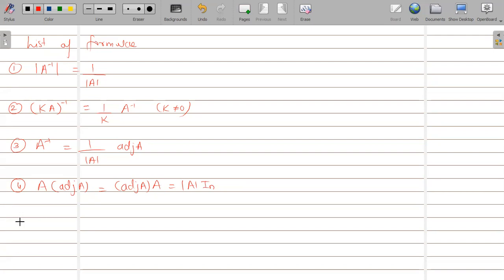Then A into A inverse is I. Then determinant of KA will be K raised to n into determinant of A, where n is the order. Then your A can be half of (A plus A dash) plus half of (A minus A dash).